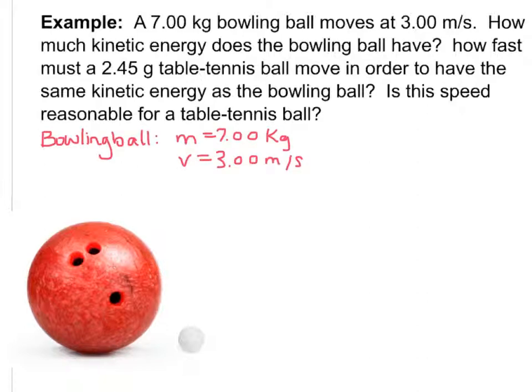So start by looking at our bowling ball. We know that for the bowling ball, the mass is 7.00 kilograms, the velocity is 3.00 meters per second. We can choose our equation.